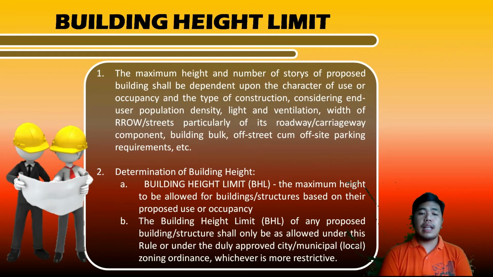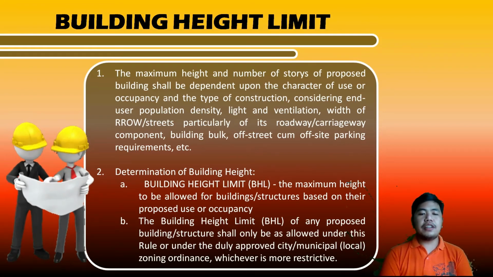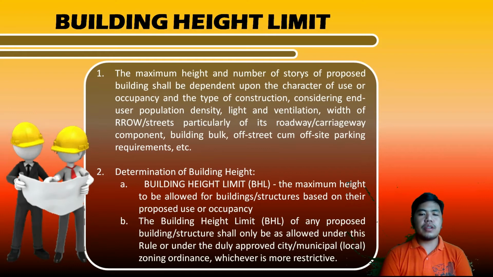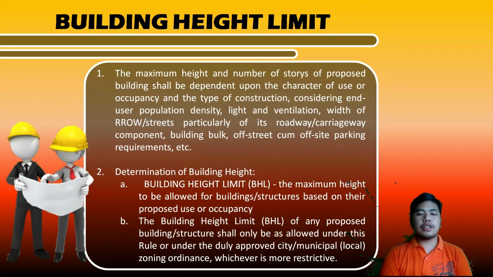Number 2, the determination of building height. We have the BHL or the building height limit states that the maximum height to be allowed for building structures based on their proposed use or occupancy. And the building height or the BHL of any proposed building structure shall only be as followed under this rule or under the duly approved city or the municipality zoning ordinance, whichever is more restrictive.